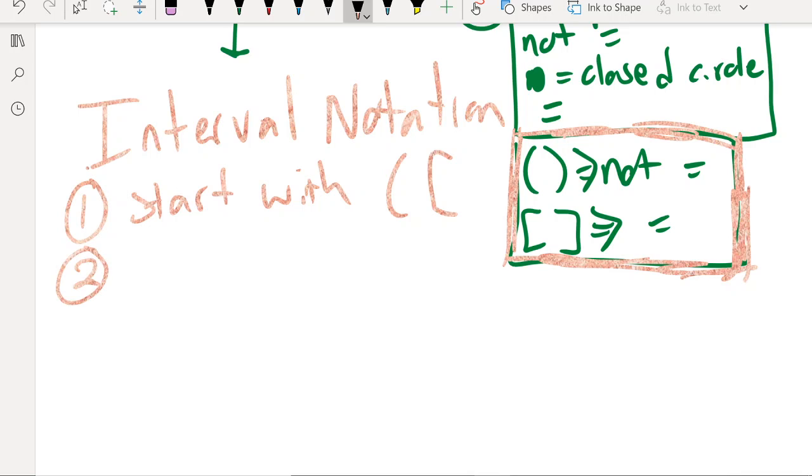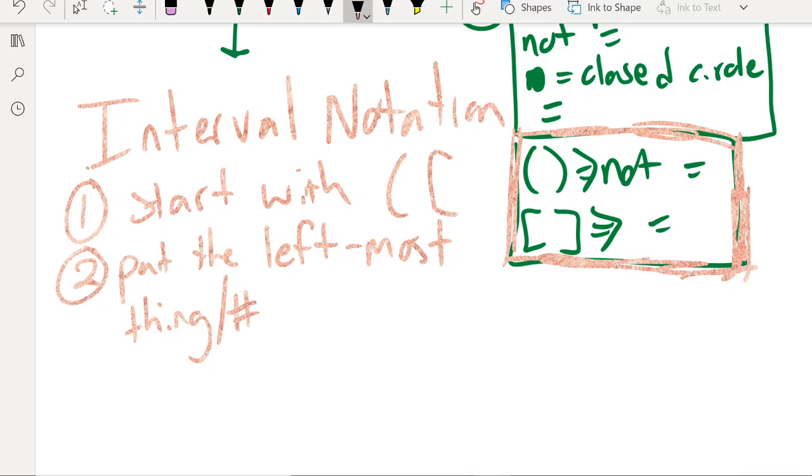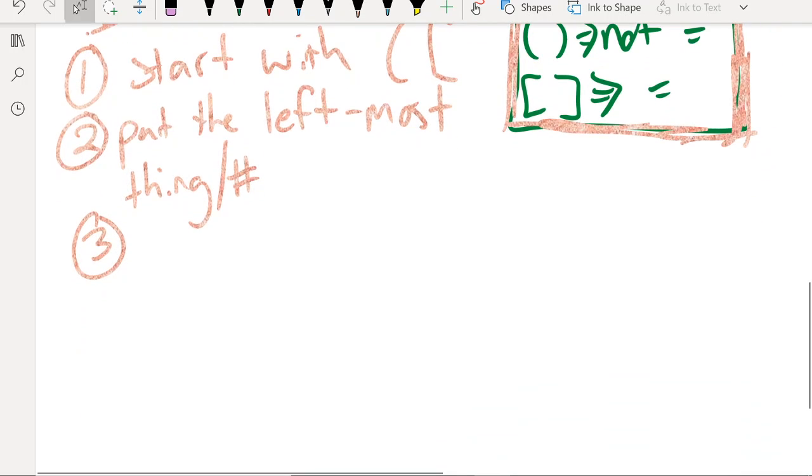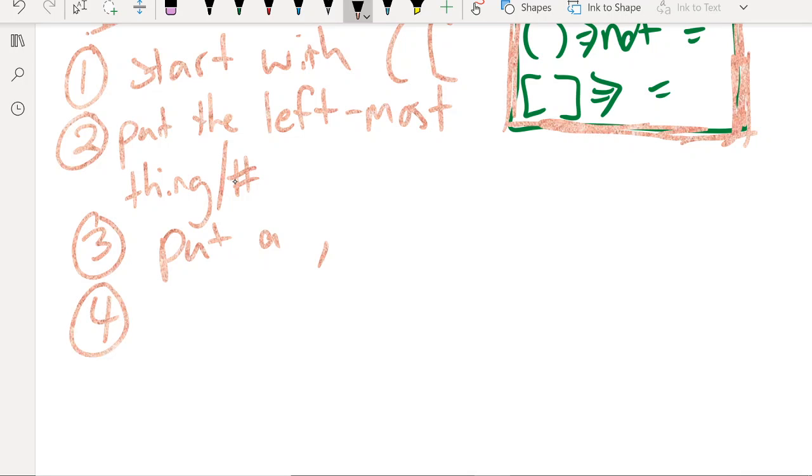Then number 2, you put the leftmost thing, the thing that's most on the left, or number. Step 3 is the hardest step of them all, and I say that sarcastically. Number 3, you put a comma. So that was sarcasm. Number 3 is the easiest step of them all.